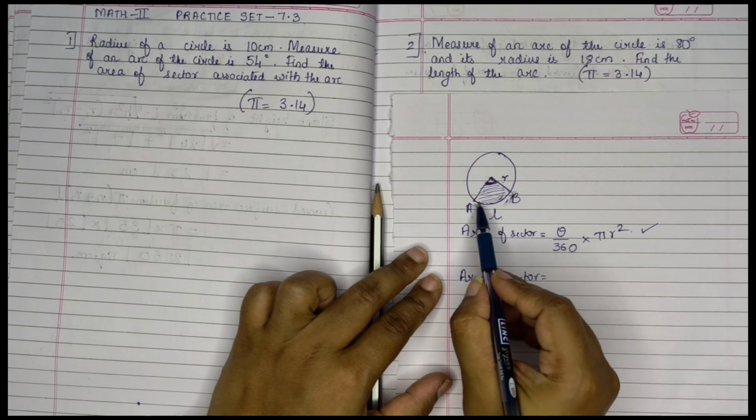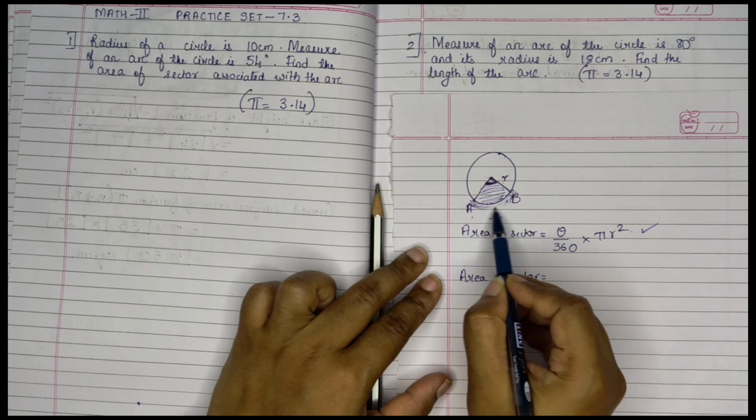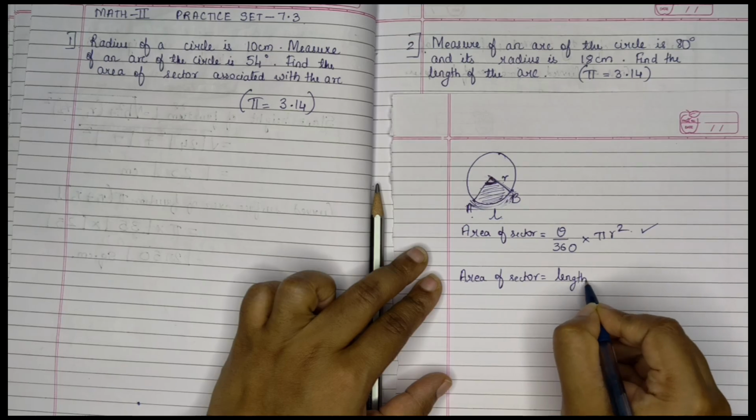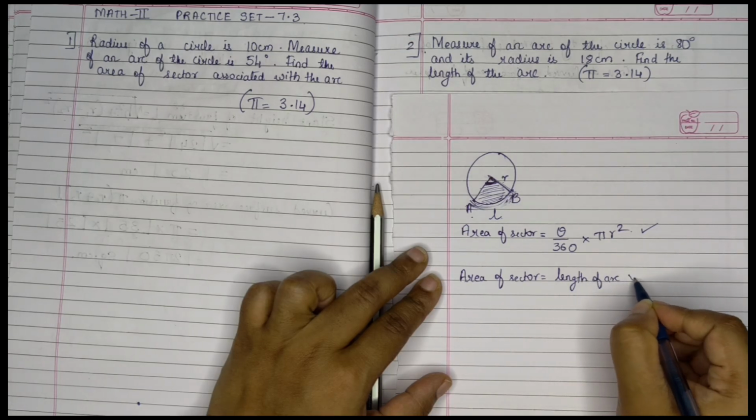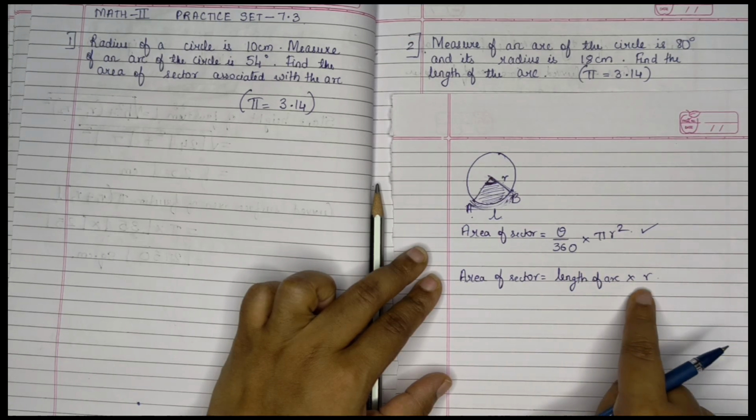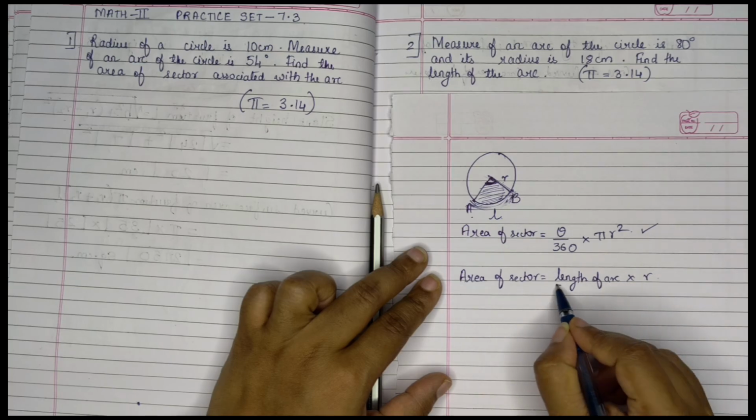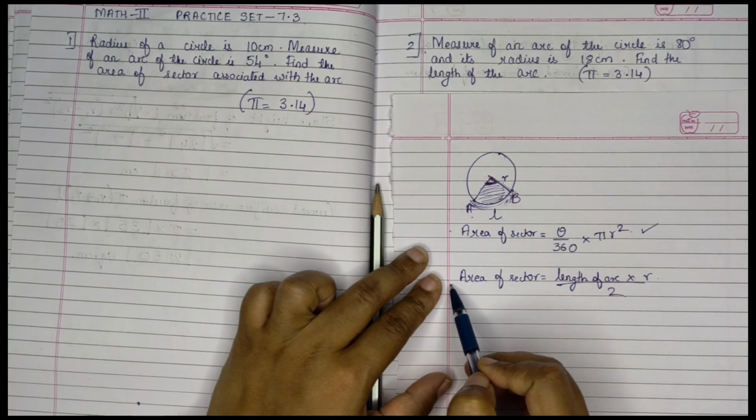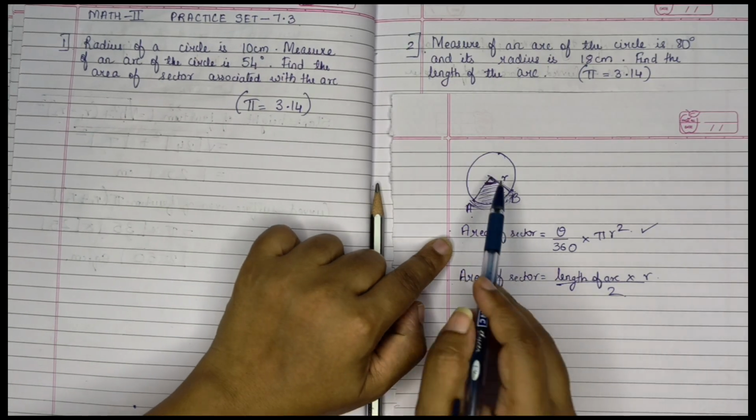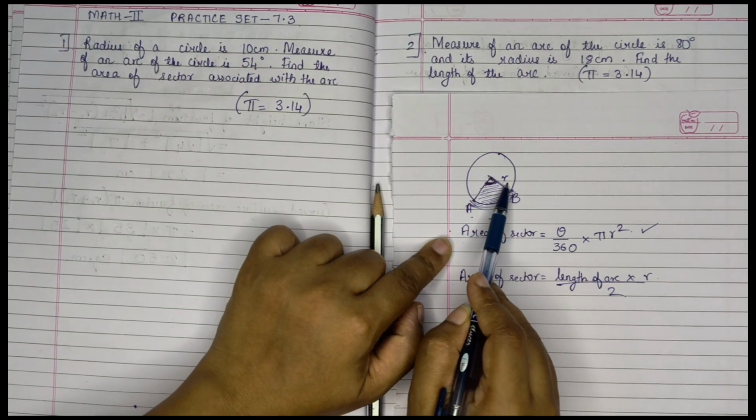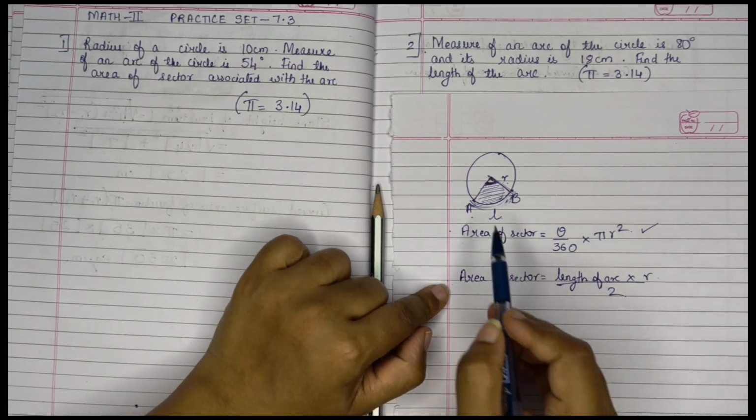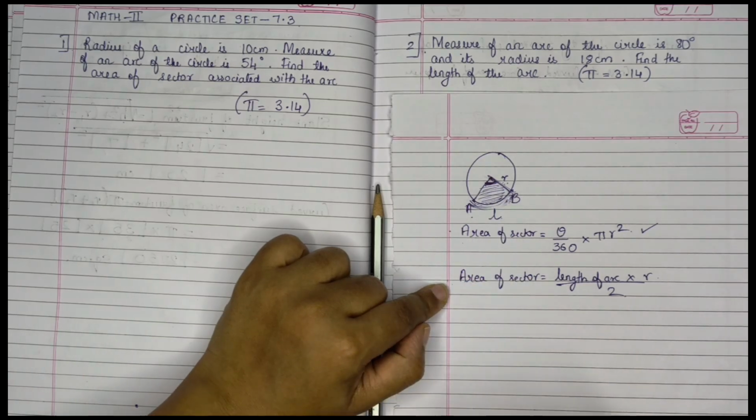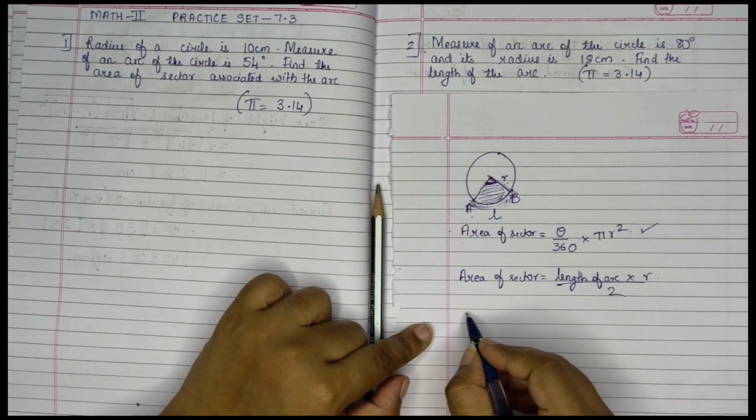Area of sector is equal to, when length of arc and the radius are given, length of arc multiplied by radius, r is the radius, upon 2. So there are two formulas for area of sector. Area of sector when theta and the radius are given, and area of sector when length of arc and radius are given. Okay.